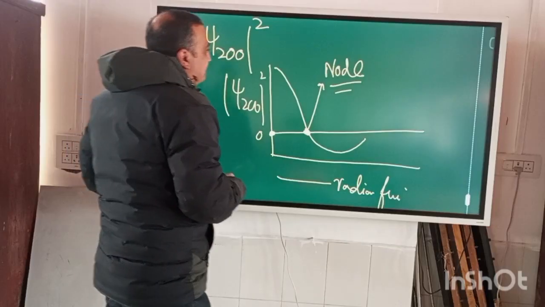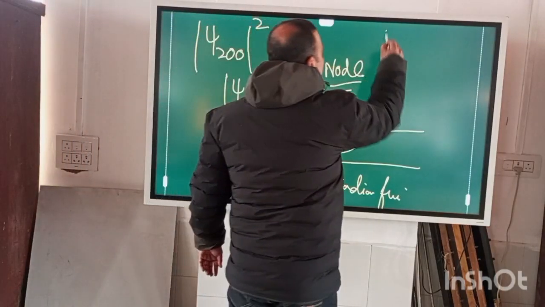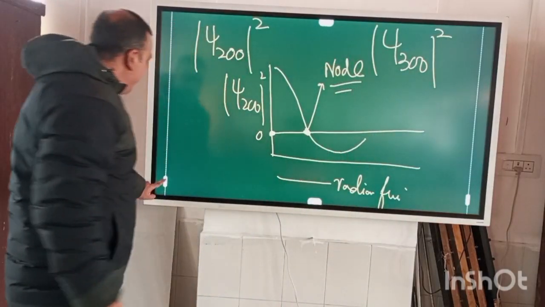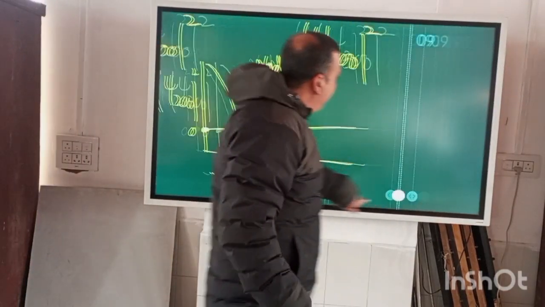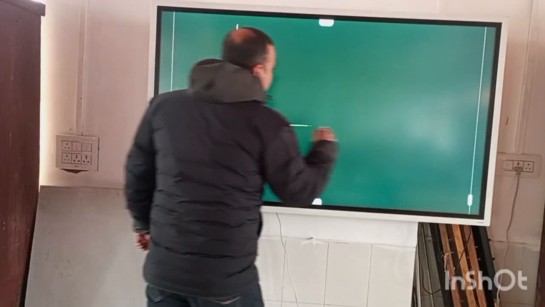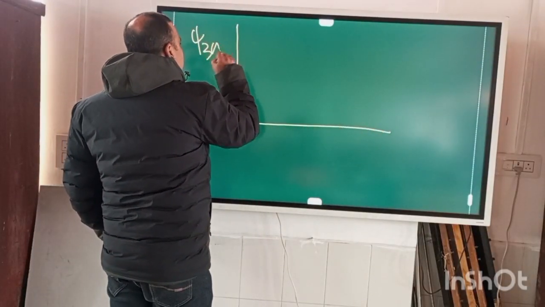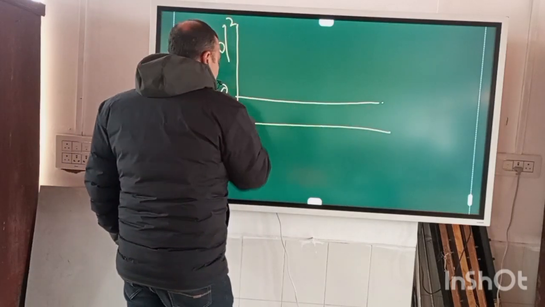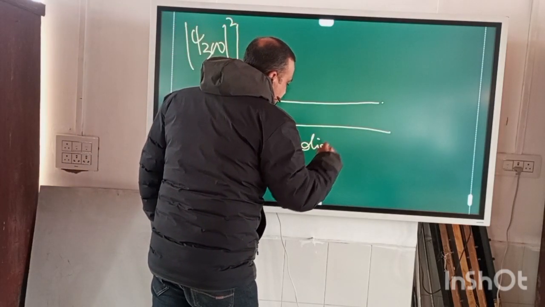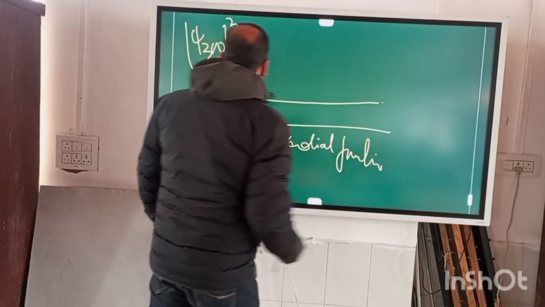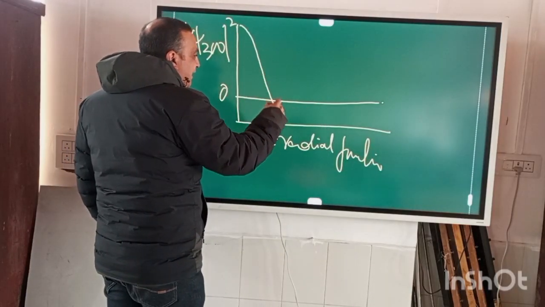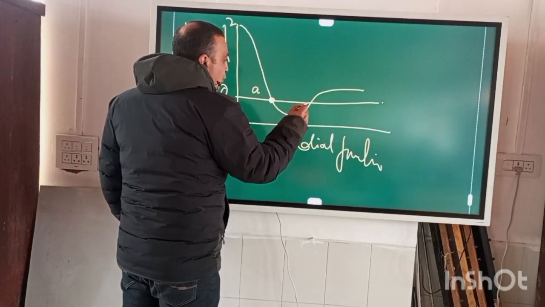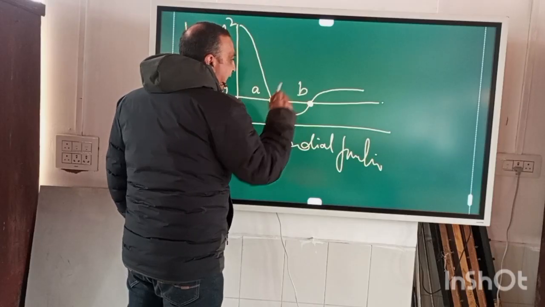Now for 3s, what will I have? I will have psi 3 0 0. And when we plot that, this is psi 3 0 0 probability square. This is my reference 0. This is my radial function. And when you plot it, you get something like this. So you have two nodes here. Say this is node at A, this is node at B.